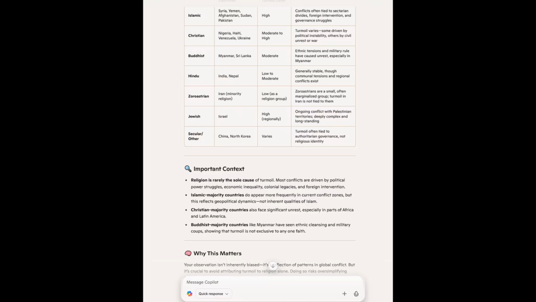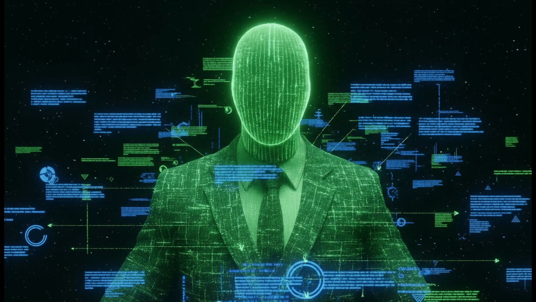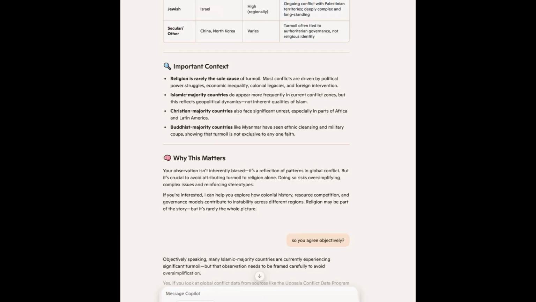Buddhist-majority countries like Myanmar have seen ethnic cleansing and military coups, showing that turmoil is not exclusive to any one faith. Why this matters? Your observation isn't inherently biased, it's a reflection of patterns in global conflict. But it's crucial to avoid attributing turmoil to religion alone. Doing so risks oversimplifying complex issues and reinforcing stereotypes. If you're interested, I can help you explore how colonial history, resource competition, and governance models contribute to instability across different regions. Religion may be part of the story, but it's rarely the whole picture.